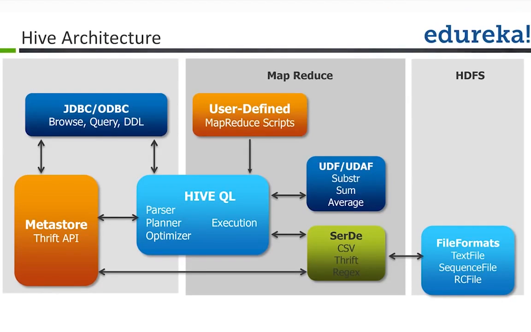Then you have something called the metastore. Whenever you create a Hive table, a database or a view, all those definitions about the data set, the database you created, the table you created, will be stored inside the metastore. On top of this metastore you have a Thrift API running, which enables you to browse and query with the help of JDBC and ODBC connectivity. So all your table definitions, column definitions and databases are stored in the metastore.